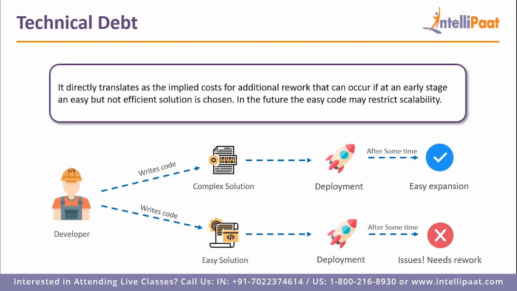But in future, when the company wants to scale, this easy solution that I took earlier will not allow them to scale. It will cause errors. It will need rework. So then more time and energy will be spent and even more cost will be spent to fix that issue. This is what technical debt basically means. It's the debt we imply on our company when we choose an easy solution instead of going for the complex solution. It's a debt that will cause errors later.